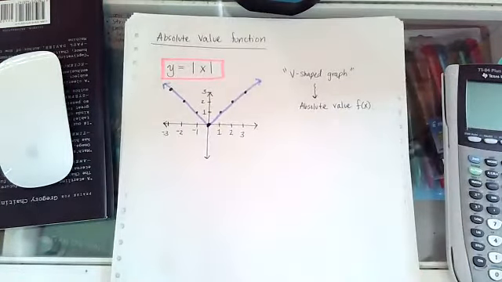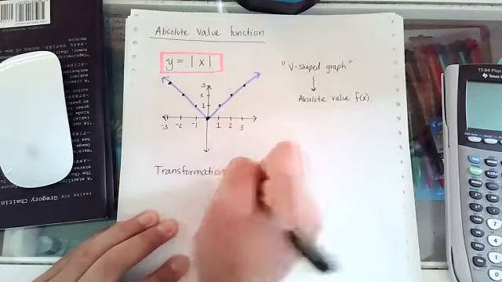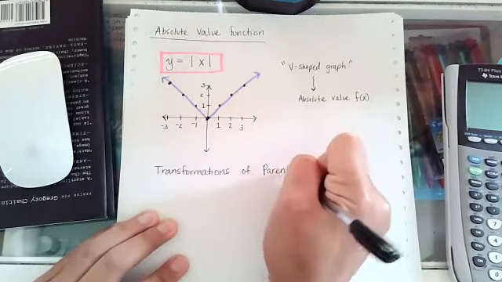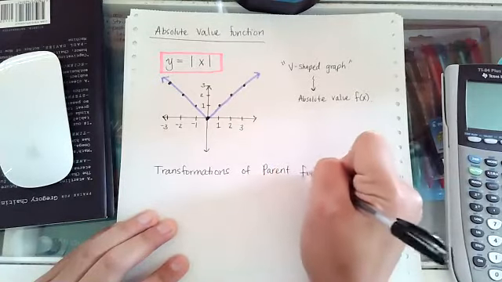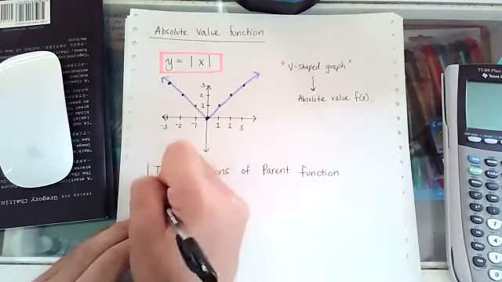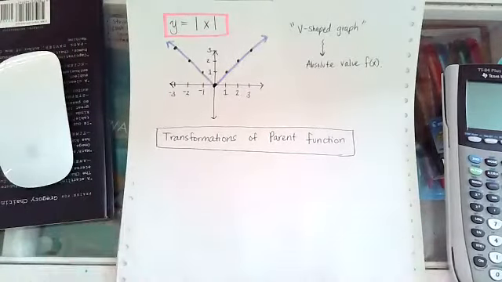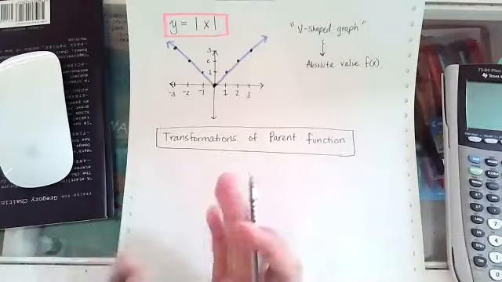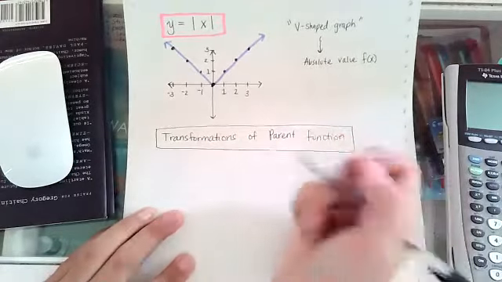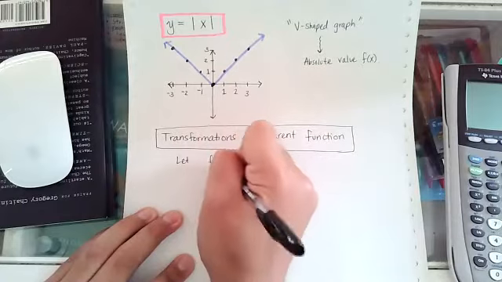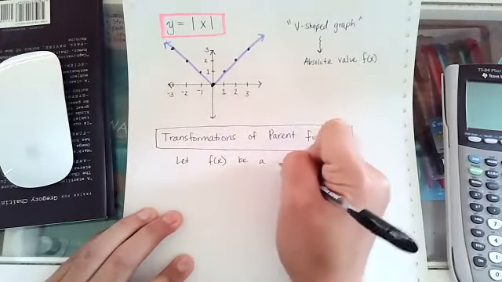And so we're going to start by looking at transformations of these particular functions. We talked about transformations briefly last time. And we said that the transformations of parent functions follow a set of rules to shift the graph to the left or right, up or down, to stretch the graph, to compress the graph, right? So let f of x be a function.